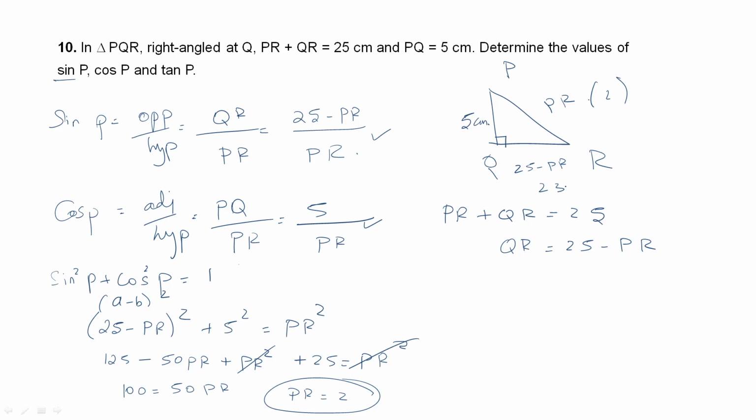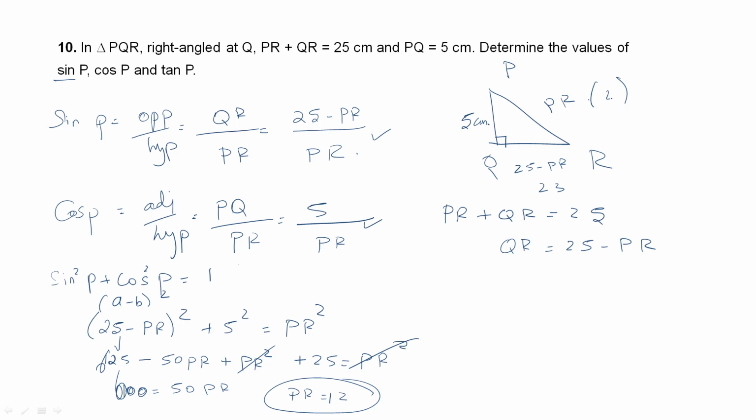Yeah, 25 into 25, here it should be 625. Okay, so there is a mistake here. 25 into 25 is 625, and 25 times 2 is 50 PR. Yes, remaining all are okay. So if you are bringing this here, it will become 600. So this will become 12.